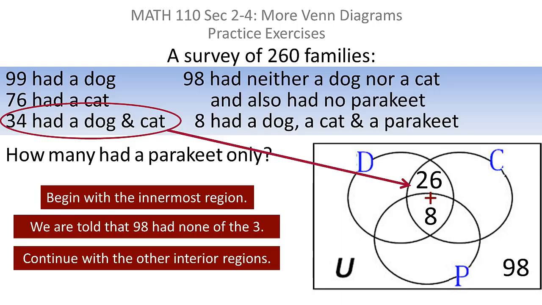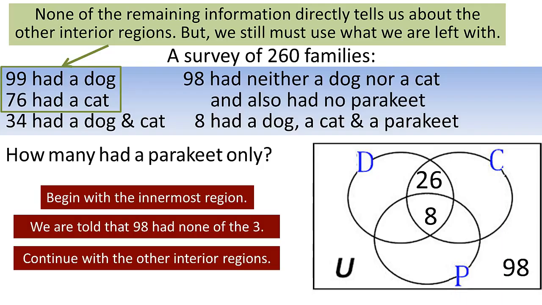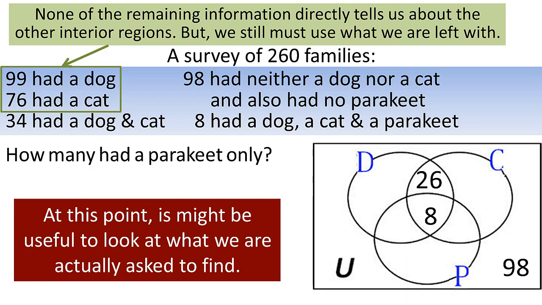But I don't have any more information as I have had in the past about dog, cat. I have dog and cat, but I don't have dog and parakeet, and I don't have parakeet and cat. So what do I do? Well, you have to work with what you have. I don't have any of the usual information that allows me to finish out what's going to be in this region and this region like I have in the past, but I have to work with what I've got, so I don't have any choice.